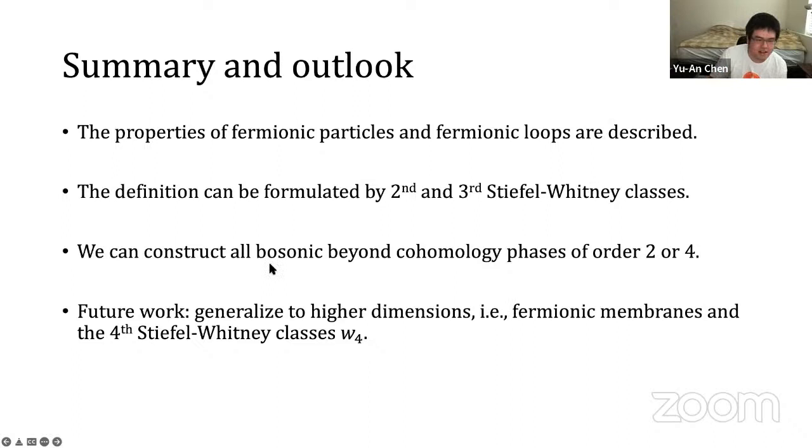I want to emphasize that although I only show you how to construct W2 and W3, our recipe is quite general. For any beyond-cohomology phase with order 2 or 4, this can come from our construction, starting from a higher-form SPT and gauging the higher-form symmetry, using the formula to obtain some Stiefel-Whitney classes. So we can construct very generic beyond-cohomology phases by higher-form symmetry. Finally, the future work is we may want to generalize this to higher dimensions, like fermionic membranes, and how to utilize the fourth Stiefel-Whitney class. I think it's still a very interesting open question.